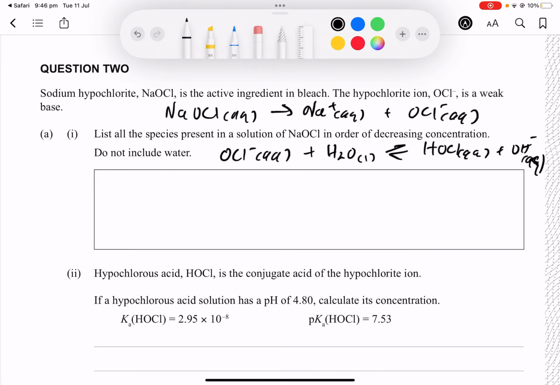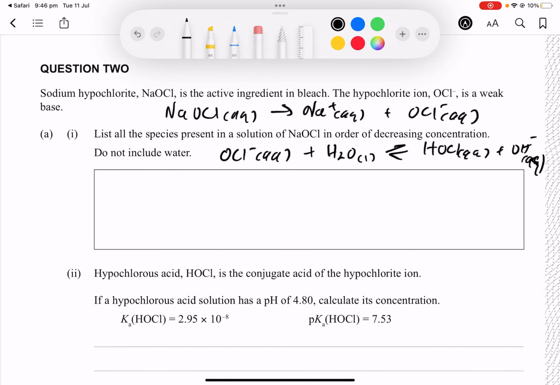So in fact, the species that has the greatest concentration in this case is the Na plus ions. This is because an equal amount of Na plus ions and OCl minus ions are initially produced. However, some of those OCl minus ions will continue to react with water, so we lose some of the OCl minus ions. Therefore, there's going to be slightly more Na plus ions than OCl minus ions. However, there's still going to be more OCl minus ions than HOCl and OH minus, because only a very small amount of OCl minus will react with water since it is a weak base. So we see that OCl minus is still much greater than HOCl.